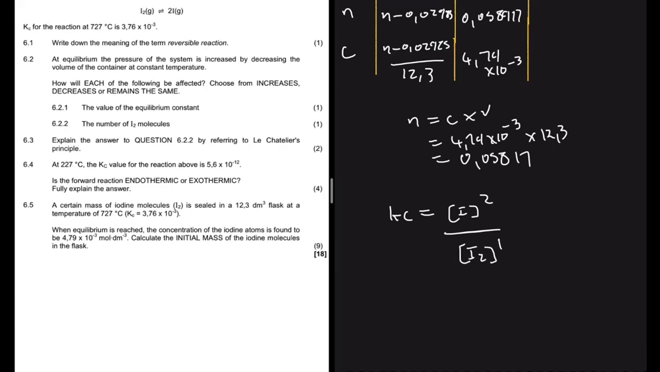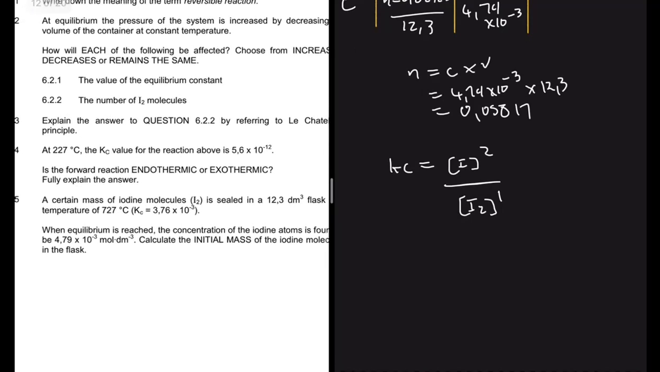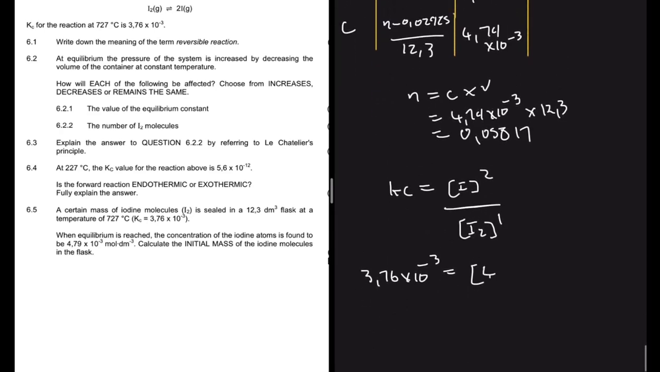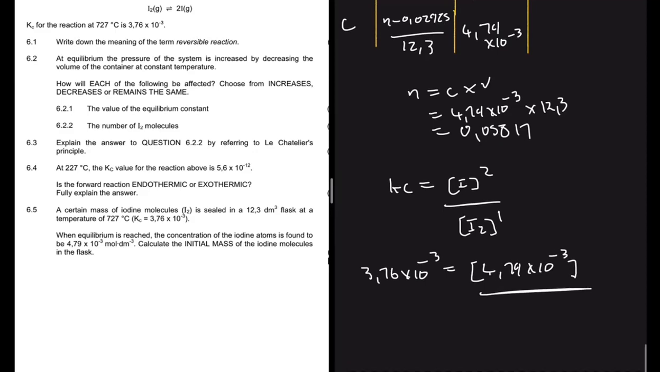But we are given the Kc as 3.76 by 10 to the minus 3, right? So we're gonna have 3.76 by 10 to the minus 3 is equals to the concentration of I squared, which is 4.79 by 10 to the minus 3, divided by the concentration of I2 to the power of 1. That will be n minus 0.02985 divided by 12.3. So basically, for us to find the initial mass, we have to solve for n first, and then we're gonna use n equals to the mass divided by the molar mass to calculate the mass, right?